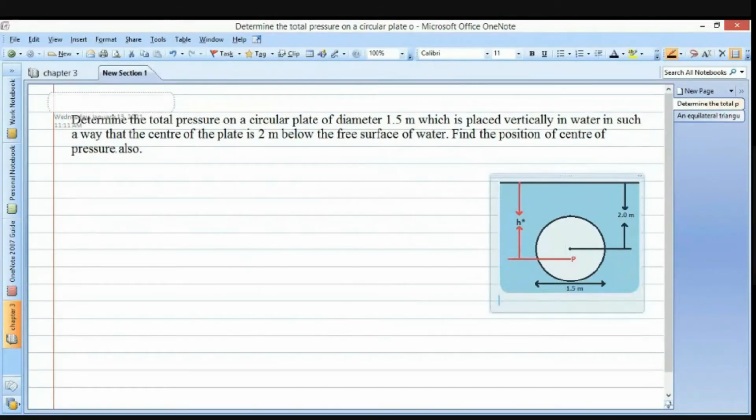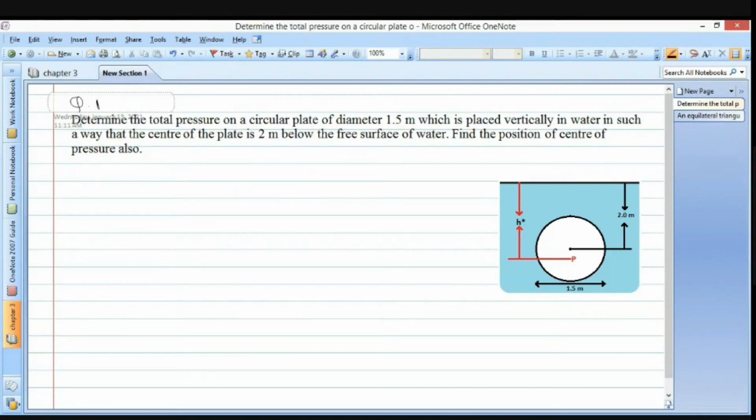Numerical number 1, question 1. Determine the total pressure on the circular plate of diameter 1.5 meter which is placed vertically in the water in such a way that the center of the plate is 2 meter below the free surface of the water. Find the position of the center of pressure also.